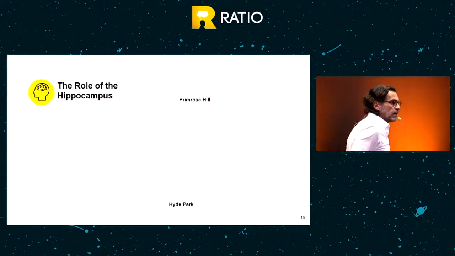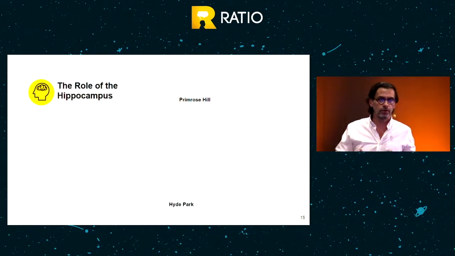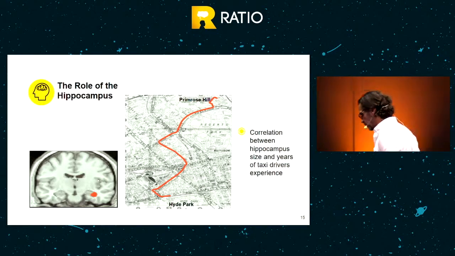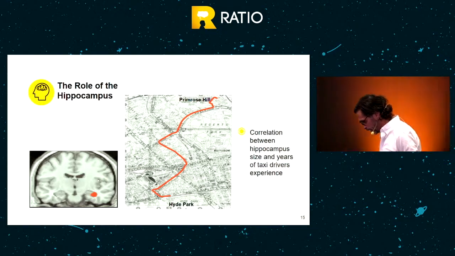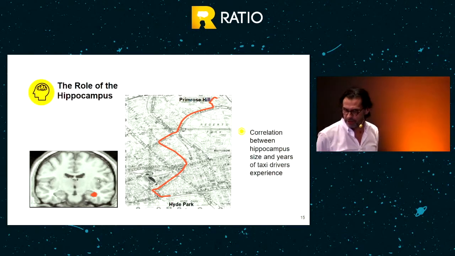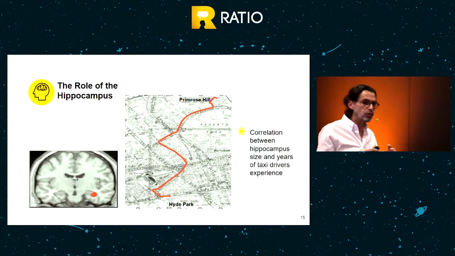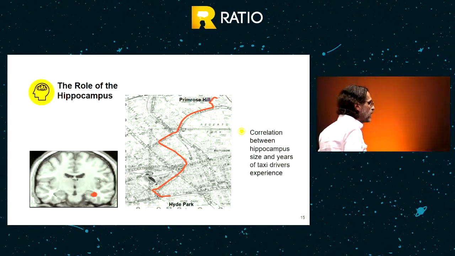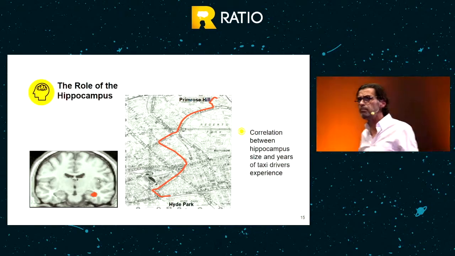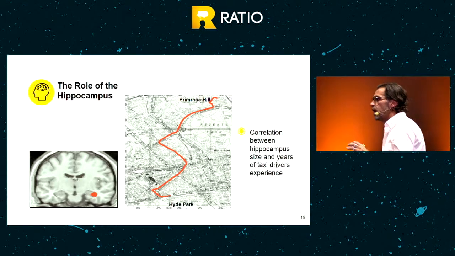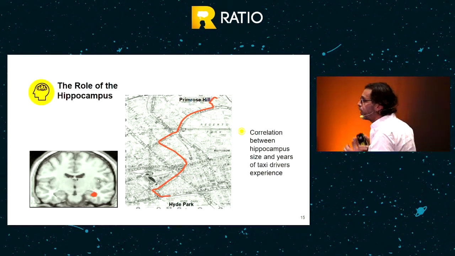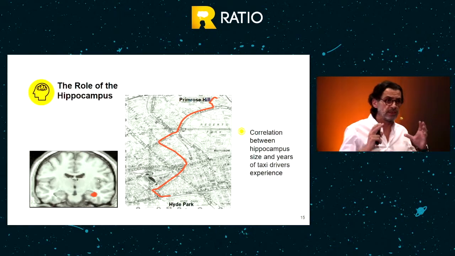So obviously people started to look closer at this structure. And one of the interesting experiments was made by some of our British colleagues not very long ago, in 2000. They looked at the anatomy of this structure in taxi drivers. And they found out that this little red spot that you see here was getting bigger as the taxi drivers were doing their job for a long period of time. So the longer they were trying to find the right place in London, the bigger this hippocampus was.